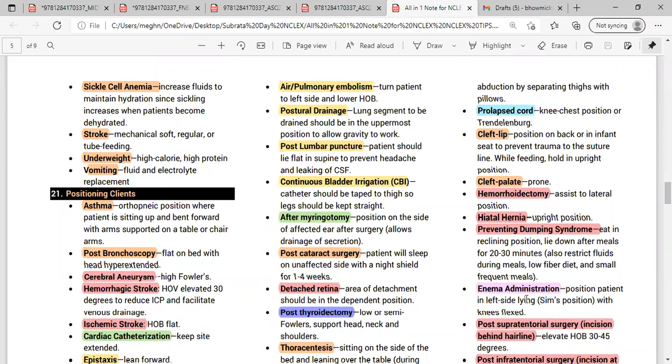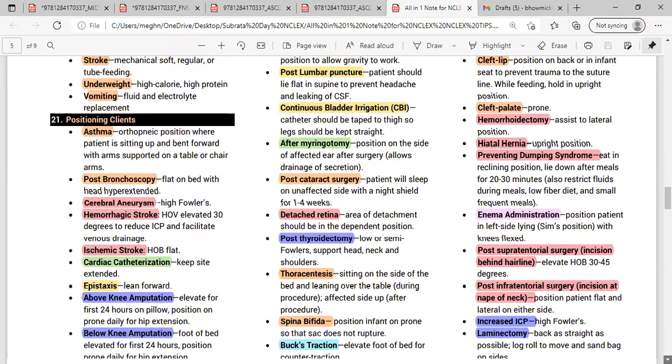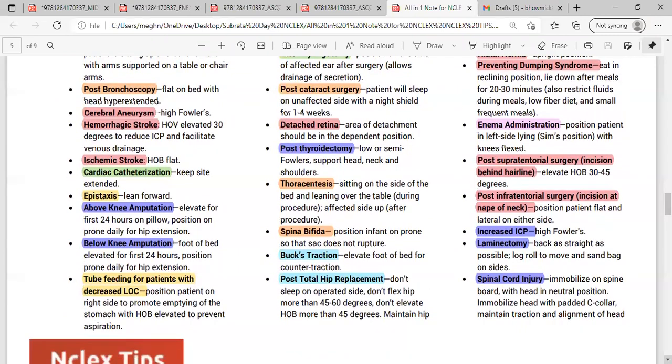So now, post supratentorial surgery, incision behind the hairline, elevate the head of the bed 30 to 45 degrees. Post infratentorial surgery, when the incision is at the nape of the neck, position the patient flat and lateral, on either side.